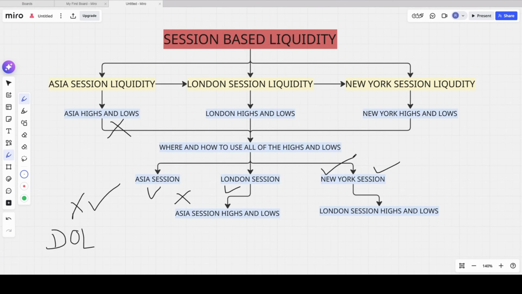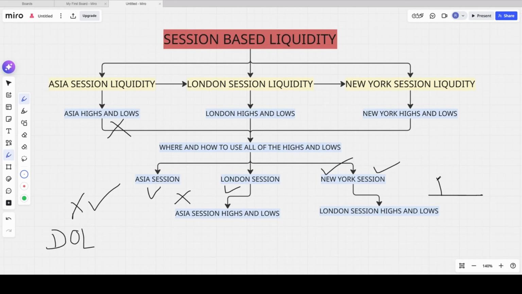However, the key condition is alignment. These levels should only be used if they align with your higher time frame bias and your expected draw on liquidity. If your bias is bullish, you should be focusing on unswept highs as potential liquidity targets. If your bias is bearish, you should be focusing on unswept lows. Taking trades without this alignment significantly reduces the probability of success.